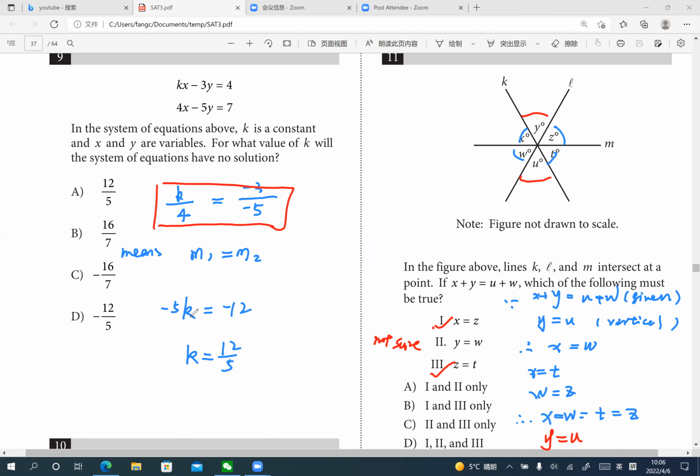So negative 5k equals negative 12, and k is equal to 12 over 5. So question 9, we should choose option A.